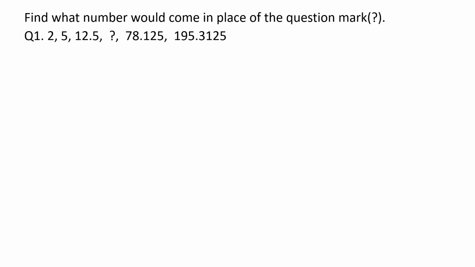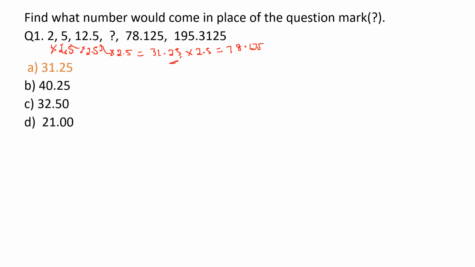So here the series is obtained by multiplying. 2 multiplied with 2.5, we get 5. Again, 5 multiplied with 2.5, you get 12.5. If you multiply 12.5 with 2.5, that will be 31.25. Then again 31.25 into 2.5, you will get 78.125, and so on. So the answer in this place is 31.25.